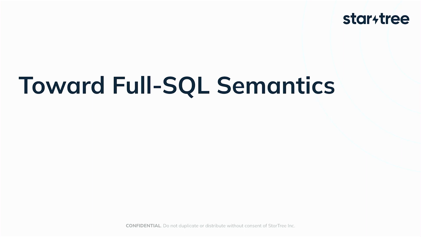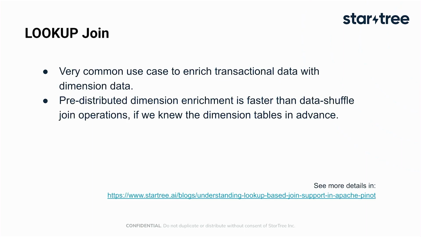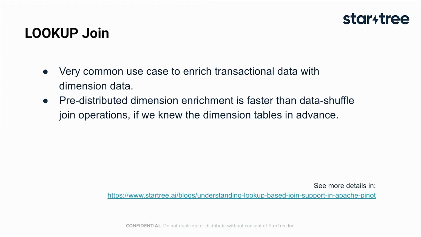One is the lookup join. In the lookup join, we allow users to create dimension tables. These dimension tables are located in the same servers where your data is located, so that you don't have to do any cross-server communication during the join queries. It saves us a lot of latency at the cost of extra space. And the next thing we offer is the full SQL join.